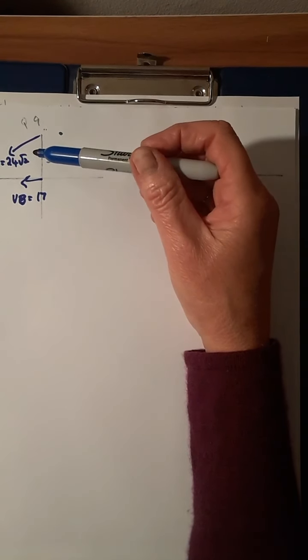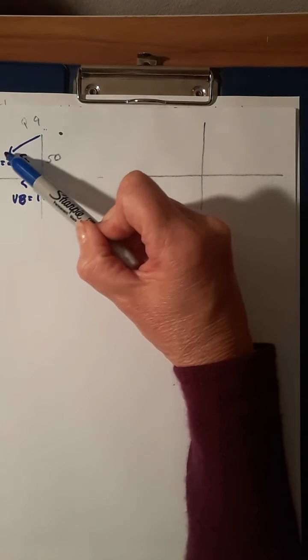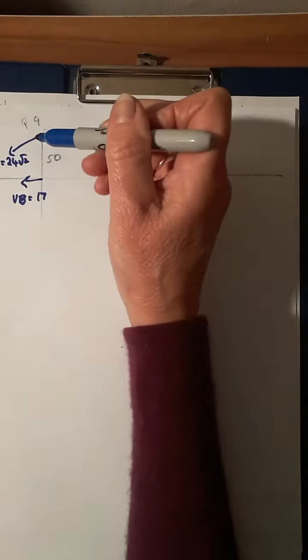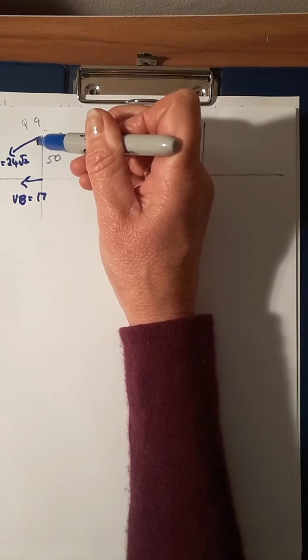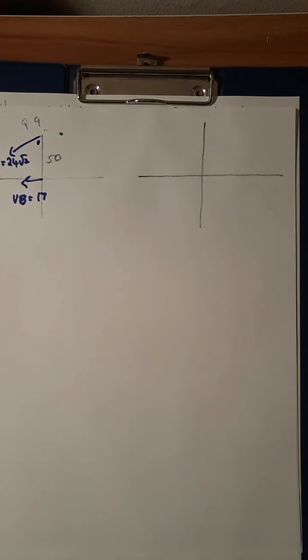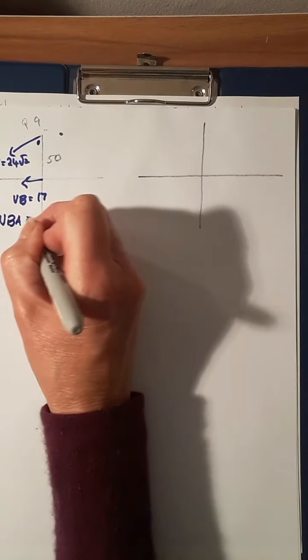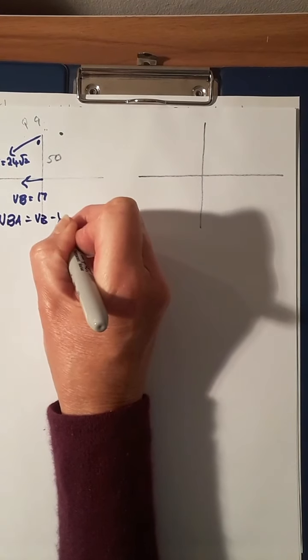Ship A is travelling southwest, so it's in this direction. And of course, if it's travelling southwest, that means that this angle here is going to be 45 degrees. And B is travelling due west at 17. Find the magnitude and direction of the velocity of B relative to A. So find VBA, which means I've got to find VB minus VA.